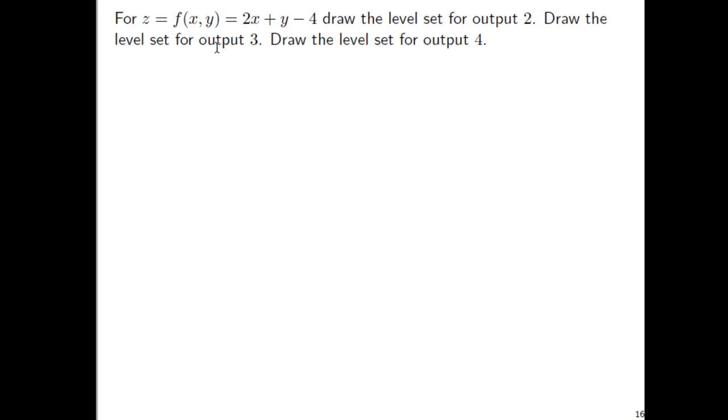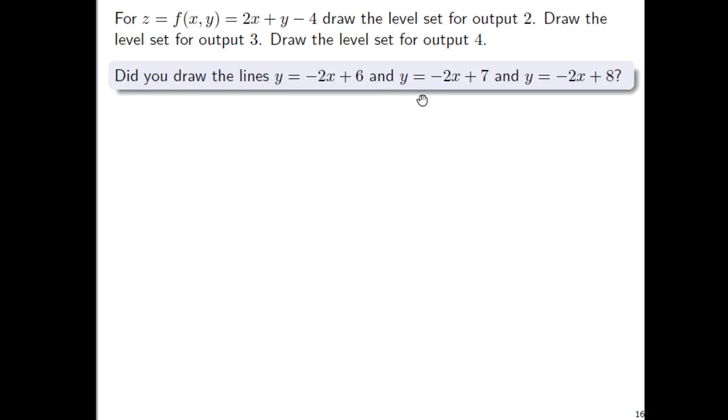Okay, so let's go back to that first function we had, f of x comma y equals 2x plus y minus 4. And let's think about what would happen if you just, on your own, draw the level set for output 2, and then draw the level set for output 3, and draw the level set for output 4. What would you be looking at?